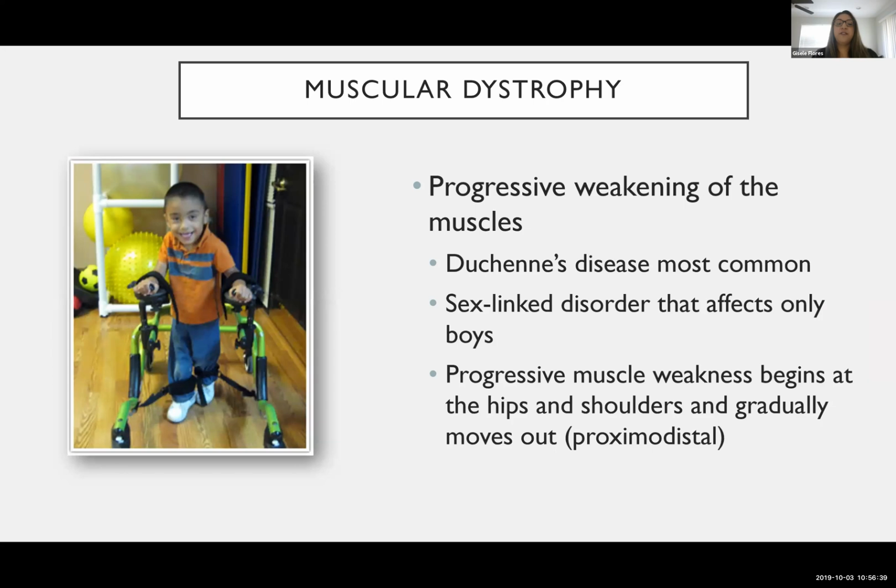All right, muscular dystrophy. Muscular dystrophy is typically extremely progressive. The muscles might start off with some strength, but progressively get weaker as the child gets older. Duchenne's muscular dystrophy is the most common type of muscular dystrophy, and it only affects boys. So we see a high percentage of boys with muscular dystrophy over girls because Duchenne's is so common. It is a sex-linked disorder, which means that it comes from the X from the mother. So it is inherited from the mother.